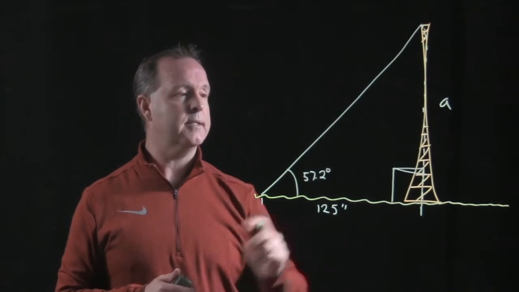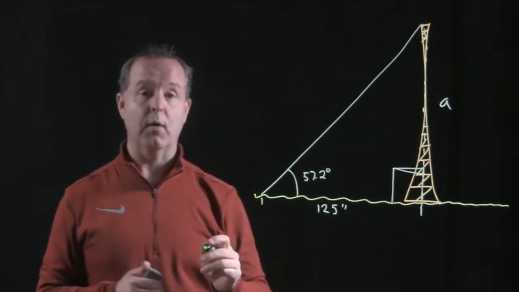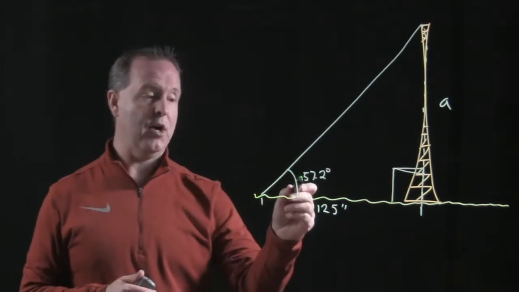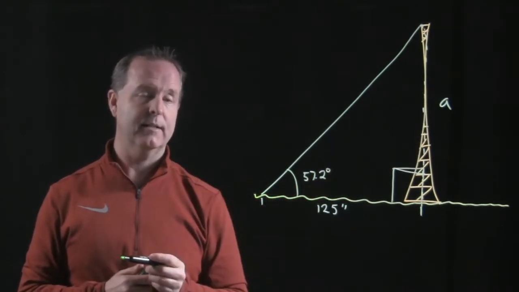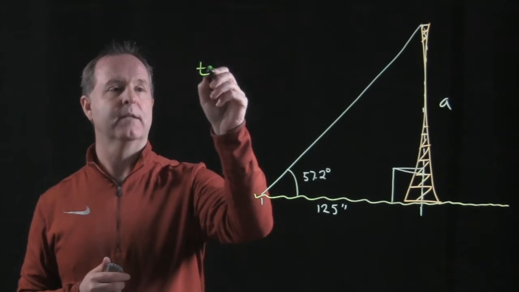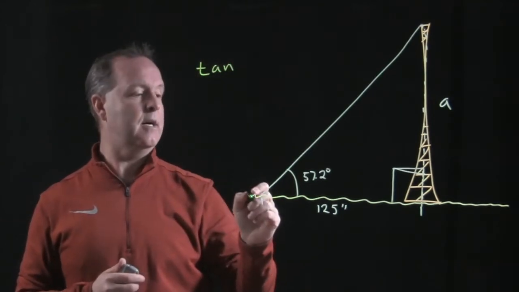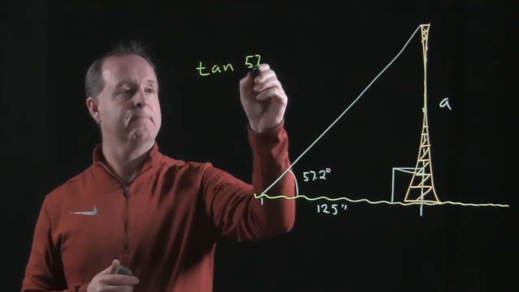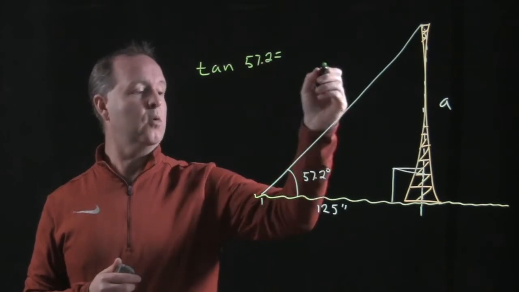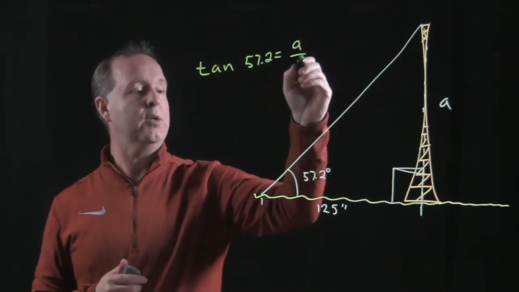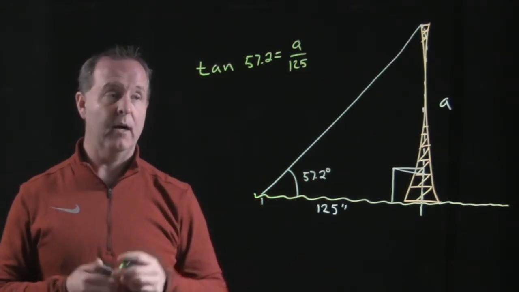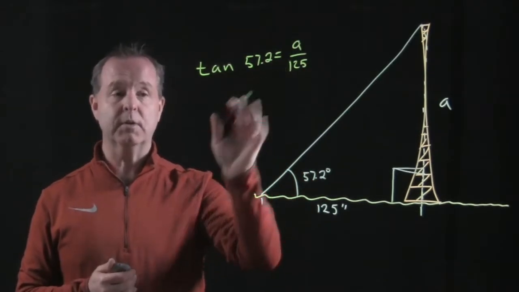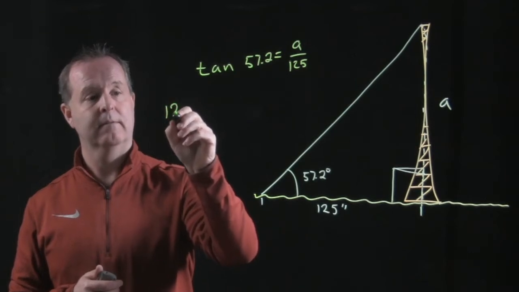So what I'm looking for is the height, A. Is there a trigonometric function that allows me to use this angle and the opposite over the adjacent sides? Yeah, that was the tangent. The tangent of 57.2 equals A, the opposite, over the adjacent, which was 125. From there, we can solve for A. So let's multiply both sides by 125.